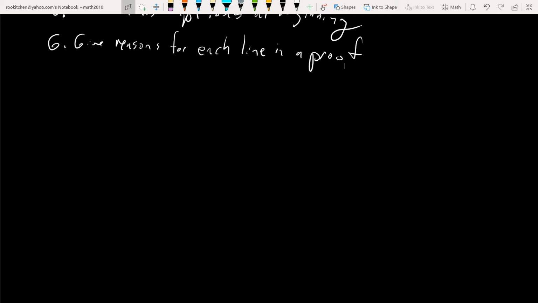If somebody says something to you that's clearly wrong, in your own mind you'll say, okay, that's not right, but you don't have to say it out loud. You don't have to be like, oh, wait a second. Anyways, if you want to avoid those kind of problems, give a reason for every line in your proof. Sometimes in the beginning it helps, but on the other hand, it can bog you down.